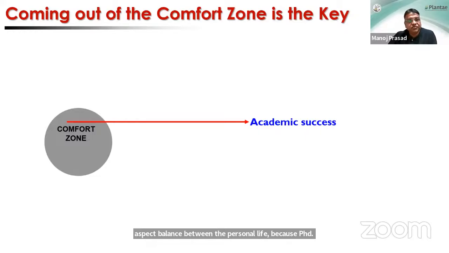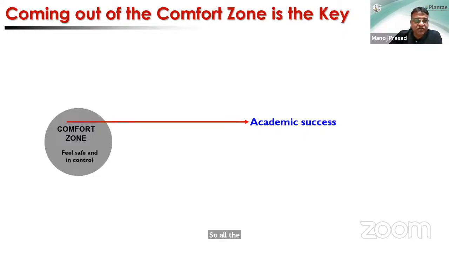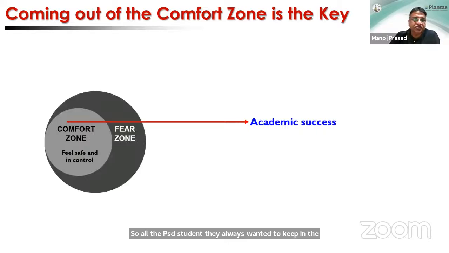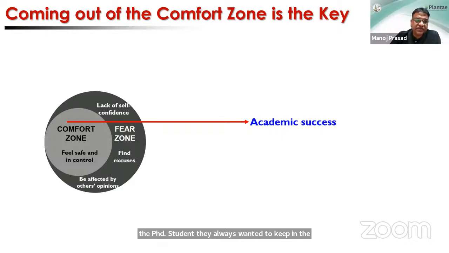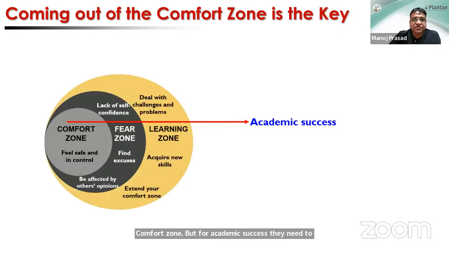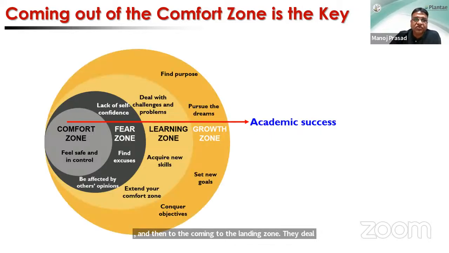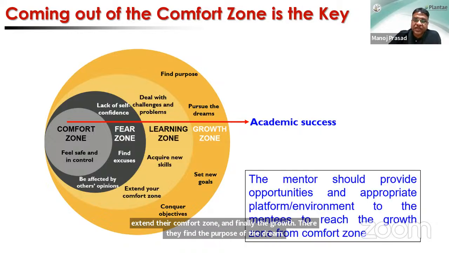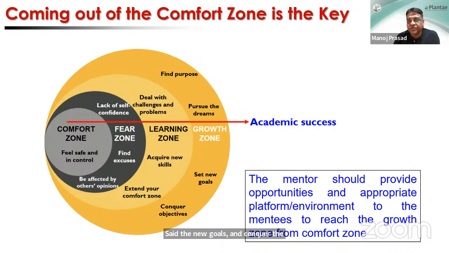So all PhD students always want to stay in the comfort zone. But for academic success, they need to move from the comfort zone to the fear zone, where they lack confidence, find excuses, and are affected by others' opinions. Then coming to the learning zone, they deal with challenges and problems, acquire new skills, and extend their comfort zone. And finally, in the growth zone, they find the purpose, pursue the dream, set new goals, and conquer the objective. Here the mentor has to play a very important role in providing an appropriate environment and platform for the mentees to reach the growth zone from the comfort zone.